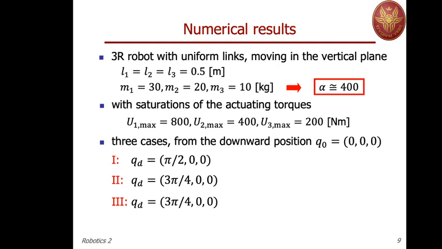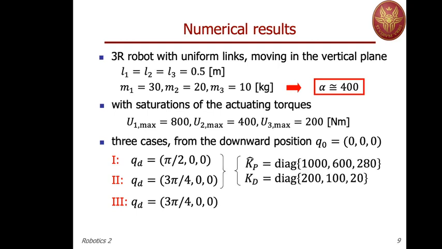In the second case, we will make a higher motion, so we will move 45 degrees more, so a total of 135 degrees for joint 1, and joint 2 and joint 3 at the end should be again straight, so that the robot is in the straight configuration. And the third case is the same goal, but with different gains.